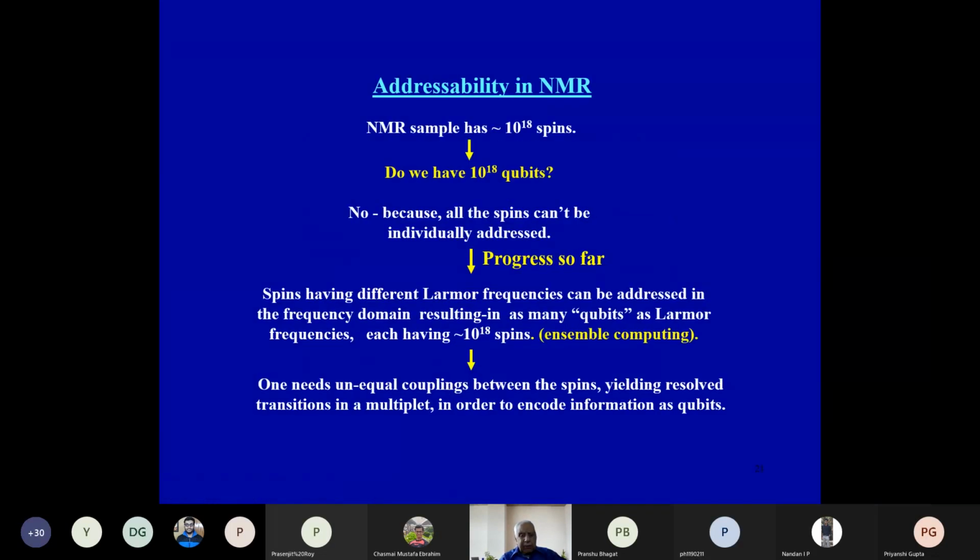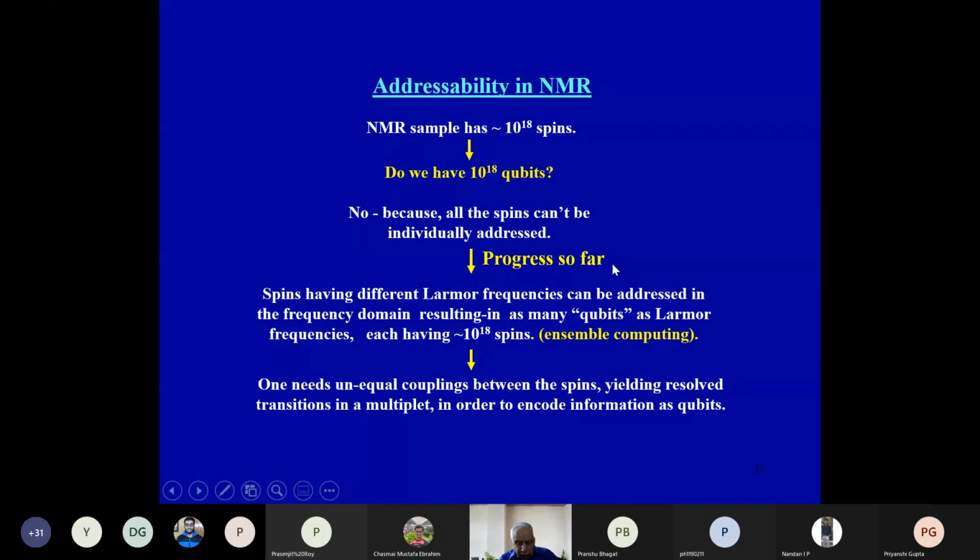Okay. The problem in NMR is the addressability problem. For example, an NMR sample tube, which is about 0.5 ml of liquid, and we always do it in the liquid state right now, has something like 10 to the 18 spins. So the question is, do we have 10 to the 18 qubits? Sorry, we don't have 10 to the 18 qubits, because we cannot individually address them. Maybe in future we can do an MRI type of experiment and individually address them, but it's far-fetched.